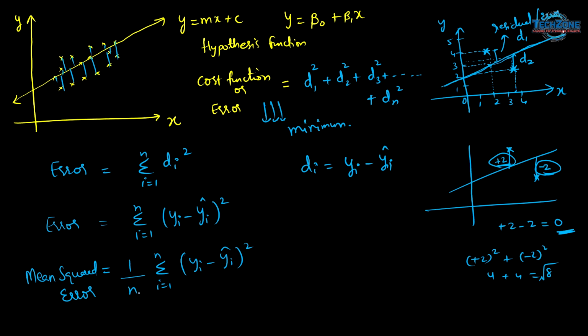Why are we dividing by n? Because we have added n values here. So d1 square, d2 square, d3 square and so on, right? So to find the mean of that error, we are dividing it by n.